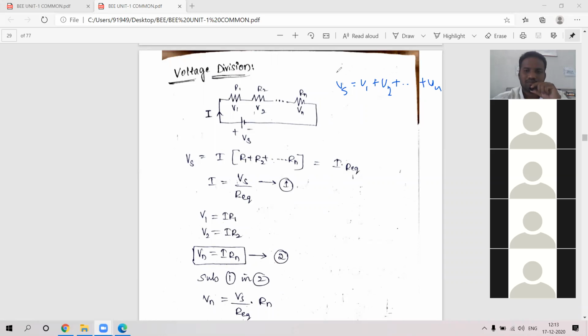So if I apply KVL, Vs, the source voltage, is equal to the sum of the remaining voltage drops. The sum of voltage rises is equal to the sum of voltage drops.